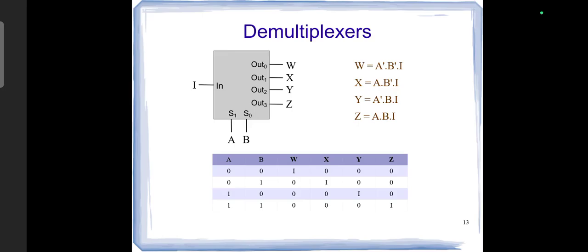This example shows a 1 to 4 demultiplexer. There is one input, 2 selection lines, and 4 outputs. If the select lines are 0, 0, the input reaches output W. If they are 0, 1, the input reaches output X. If they are 1, 0, the input reaches output Y. If they are 1, 1, the input reaches output Z. The Boolean equations shown on this slide describe each output mathematically, and only one output becomes active at any instant, depending on the selection lines.